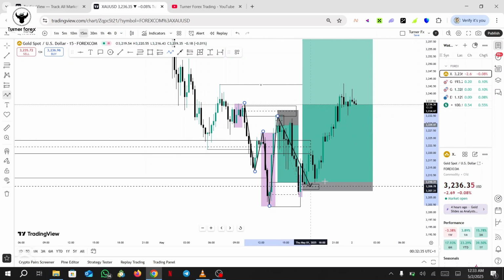But the reason why I took this buy all the way back from here is because of this bullish momentum. That's how I get to know when a market wants to sell, when a market wants to buy, right? Because of this bullish momentum. That's how I get to know that. So basically, the market rallied back up here.